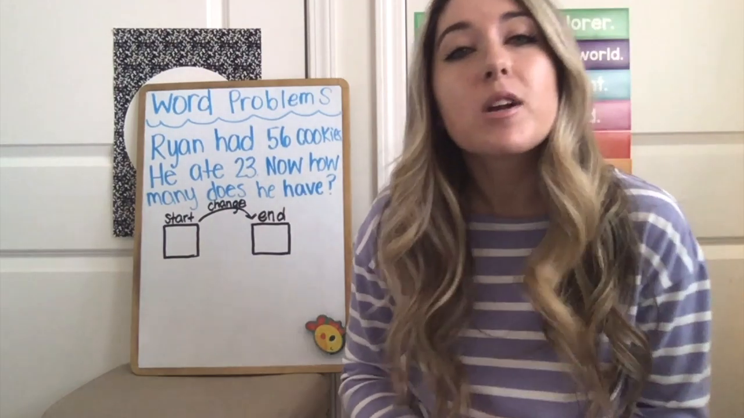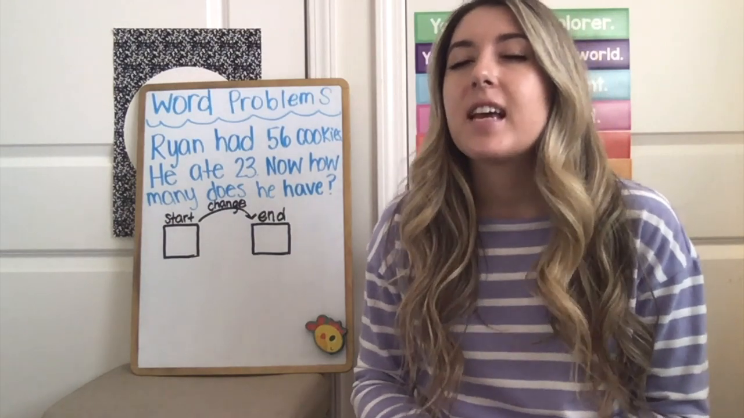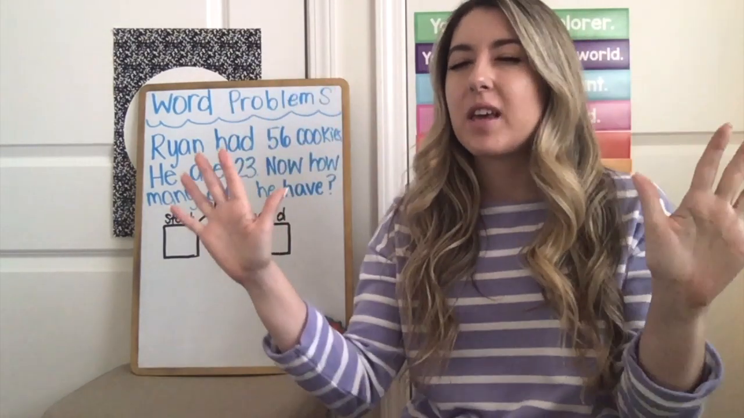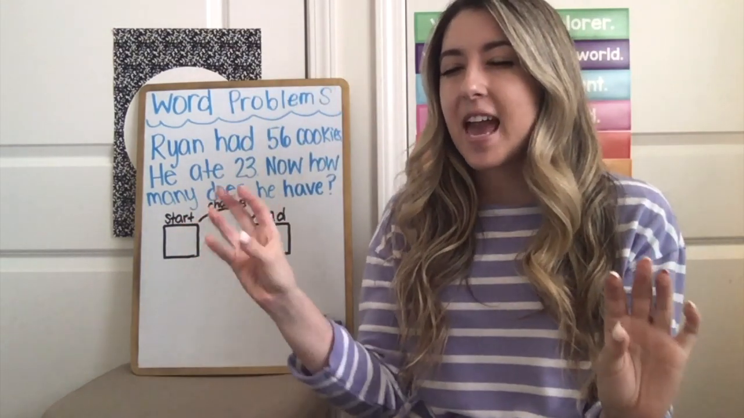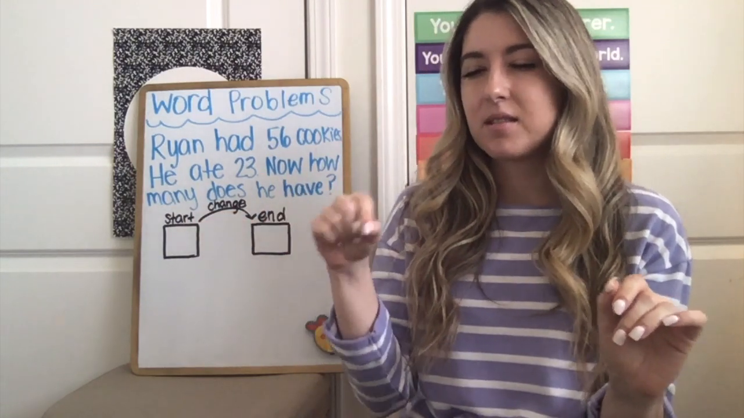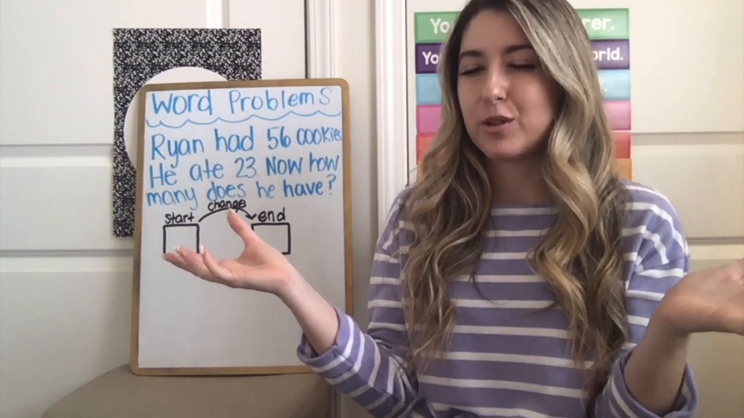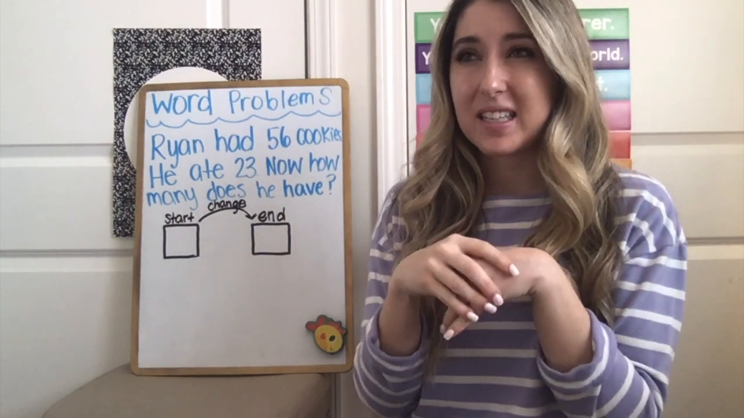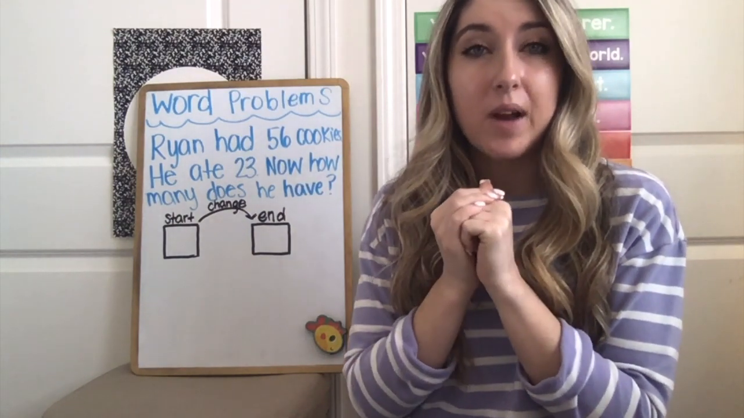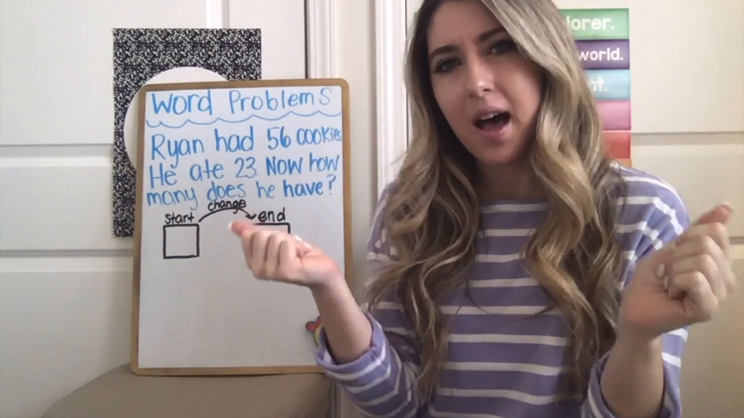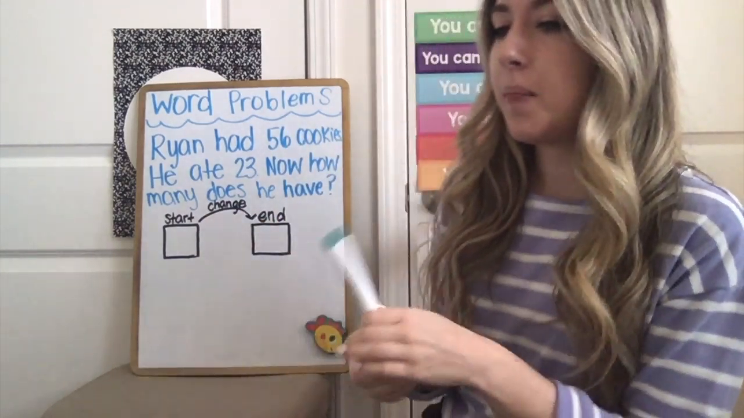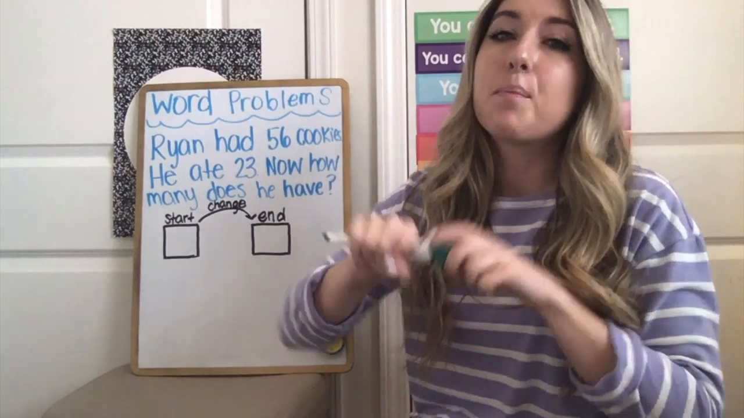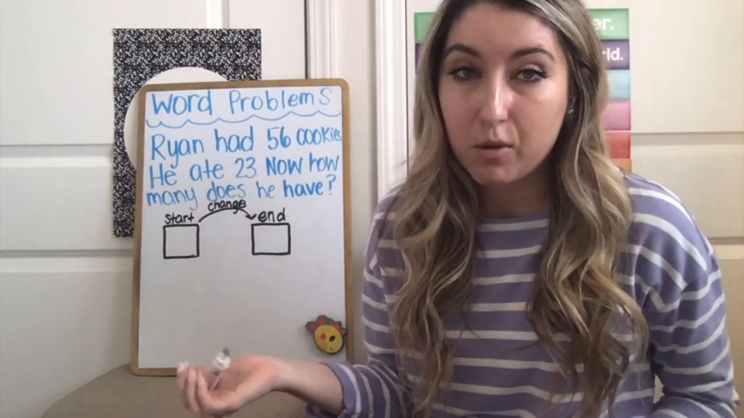So the first thing I want to do is close my eyes and picture 56 cookies. Okay, so if he ate 23, that means my number's going to get smaller, so there's going to be less cookies. So I'm going to know I need to subtract. Okay, so now that I've envisioned that in my mind, I'm going to pull out the really important information in my word problem.